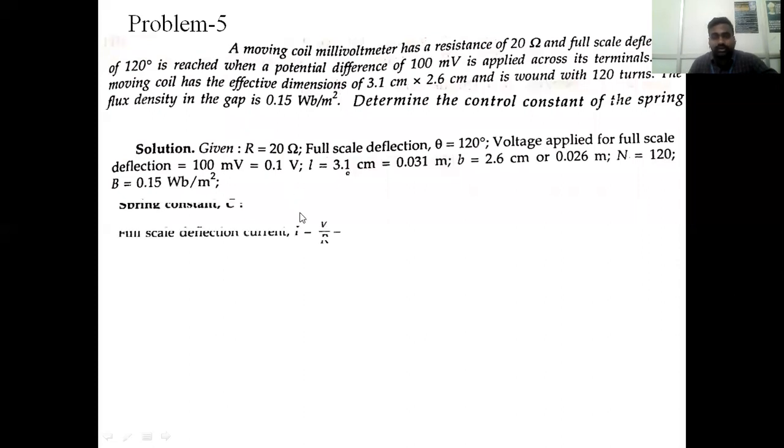Okay, in order to find that, first we need to find out the current. What is the current flowing in the meter? We know the voltage, we know the resistance. We know the voltage is 0.1 volt divided by resistance 20 ohms.